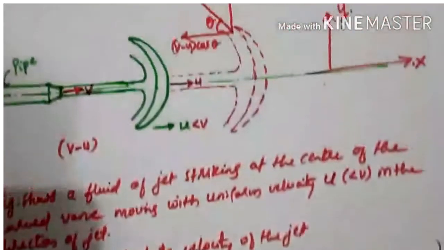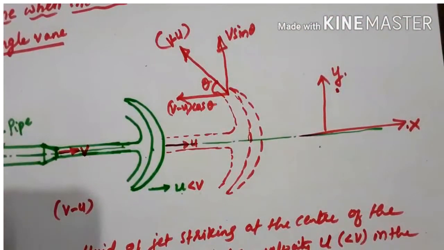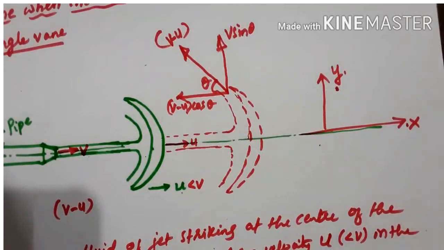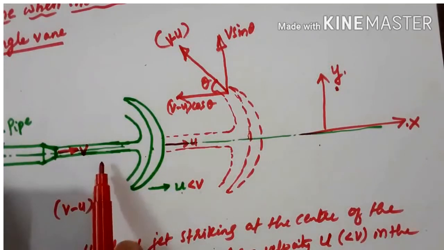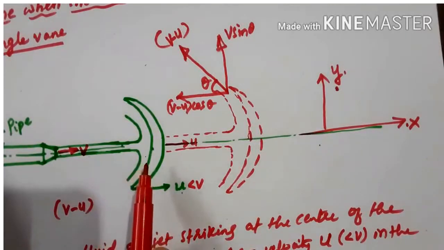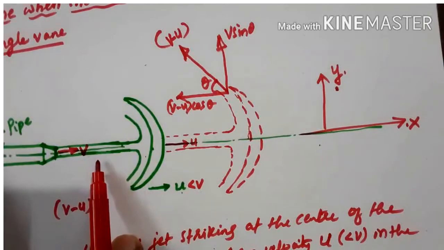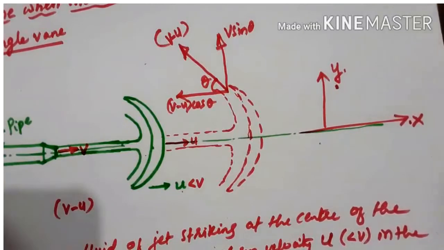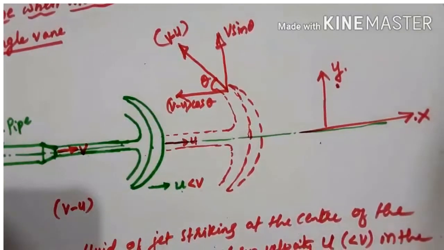In previous cases, where we have taken the stationary vanes, we have taken only the absolute velocity. Again, I am repeating, absolute velocity means the motion with respect to the fixed entity. Since in these cases both are moving, the jet is also moving and the vane is also moving, we have to take the velocity of the plate with respect to the jet. So here the effective velocity to be considered is the relative velocity v minus u.